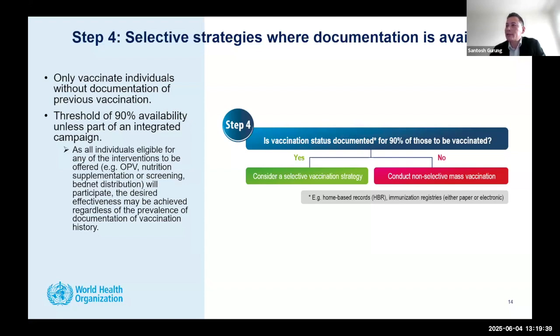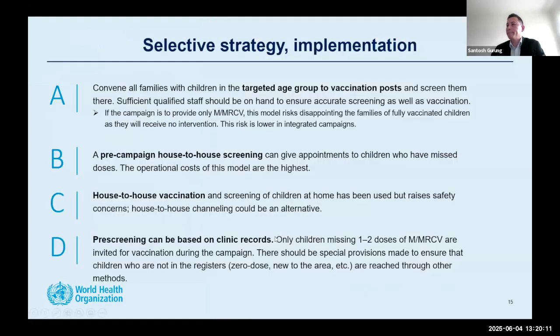It's a common practice that's used in school vaccination entry, but also in PERIs, like I mentioned, and also used in integrated campaigns: only vaccinate individuals without documentation of previous vaccination. And the guidance talks about having a threshold of 90% documentation of the cards, so that only then are you eligible for a selective strategy for MR campaigns. These are certain campaign strategies if a country wants to do a selective strategy, and some of these models will be discussed by the country panelists.